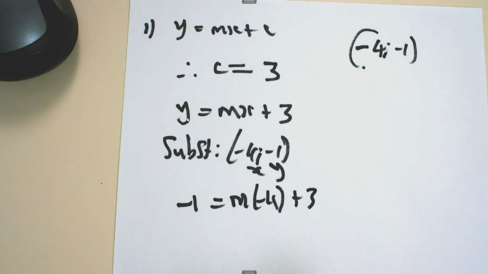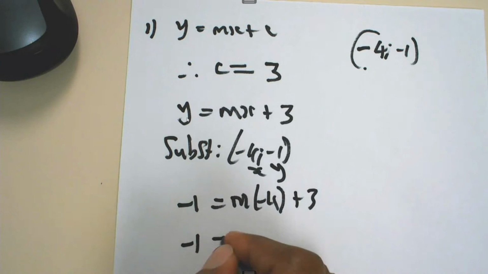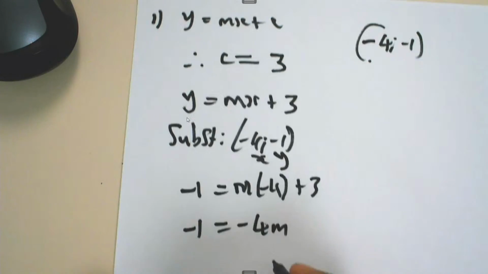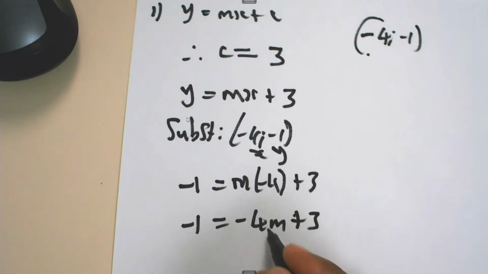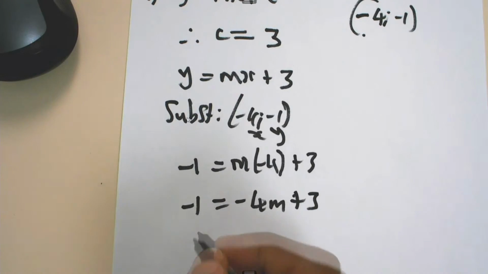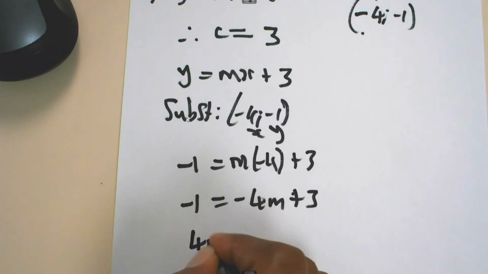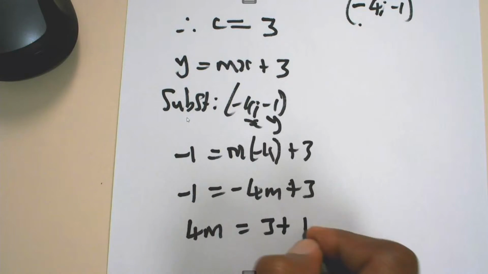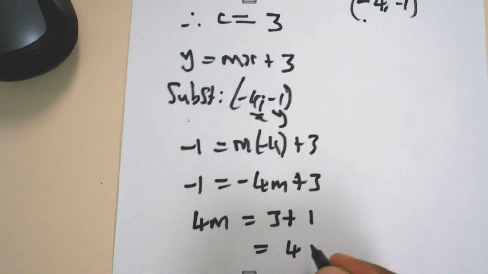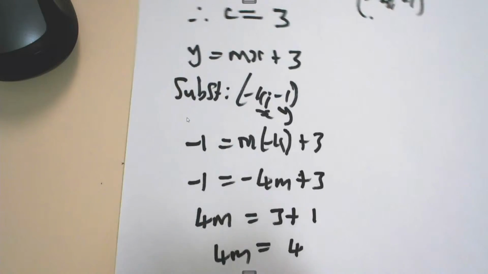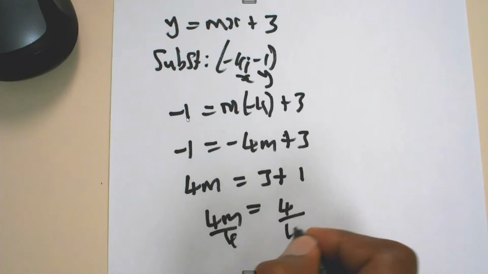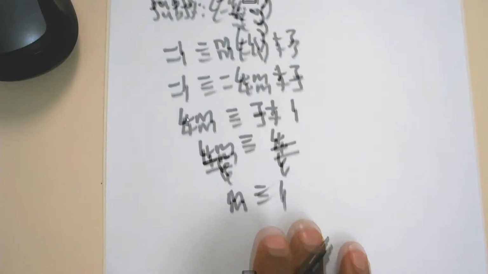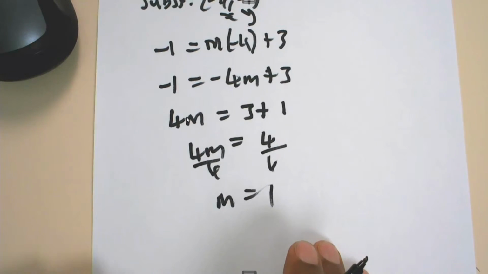Then what do I do? I multiply: minus 1 is equals to minus 4m, then plus 3. Thereafter, move minus 4m to the other side, it becomes positive. Then 4m is equals to 3. It's a minus 1, then it's going to be positive 1. Therefore, we have 4 equals to 4m. Then I divide by 4, m is equals to 1. Can you see? Now we have the gradient is 1.